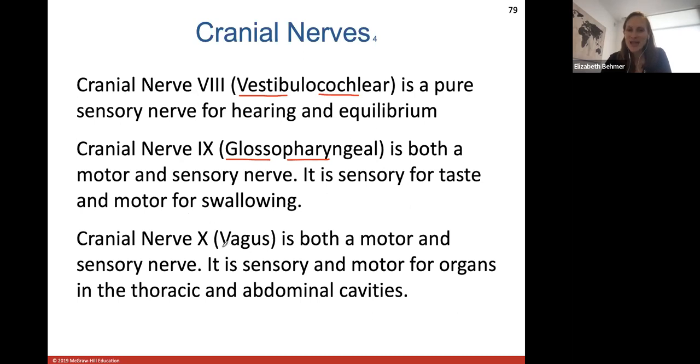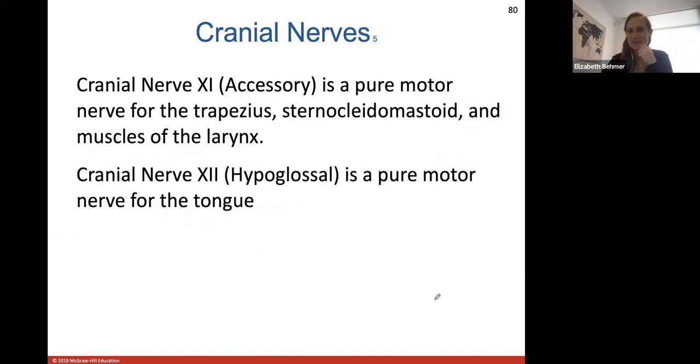Cranial nerve number 10, this is a very special nerve, so I'm just going to put a star next to it, called the vagus nerve. It's both a motor and a sensory nerve. It's sensory and motor for organs in your thoracic and abdominal cavities. So all of your cranial nerves pretty much don't leave the neck and head region, except cranial nerve number 10 is the only cranial nerve that will innervate organs of your thoracic and abdominal cavities.